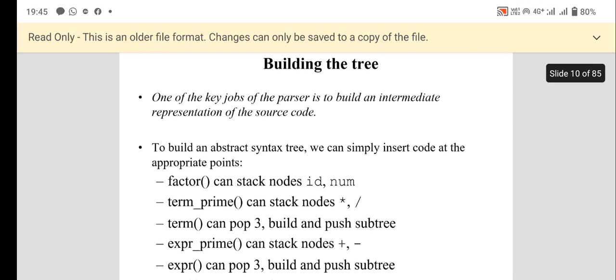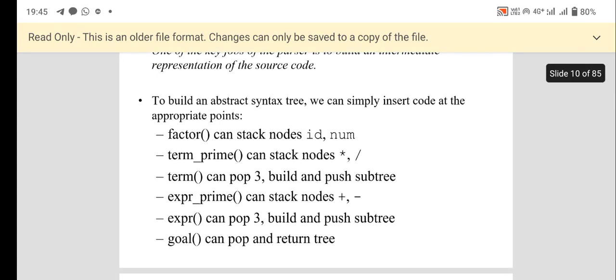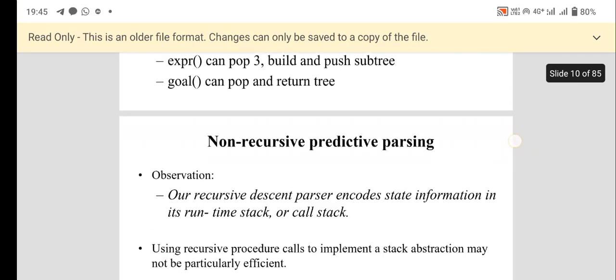Right, next is our building the tree. One of the key jobs of the parser is to build an intermediate representation of the source code. Right, so now here if you find it to build an abstract syntax tree, we can simply insert the code. So we have factor, term, expression and goal.